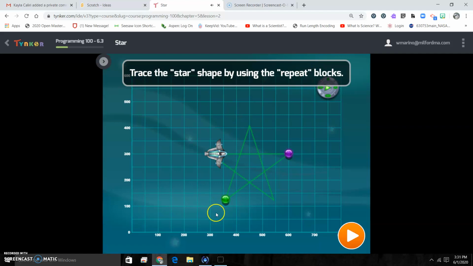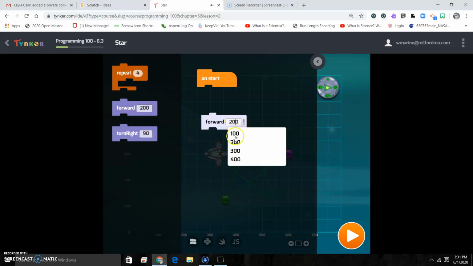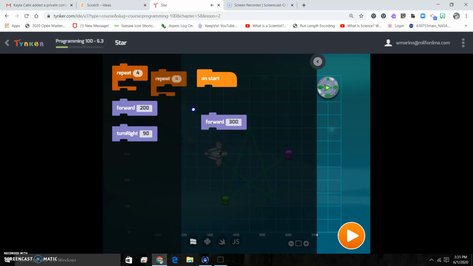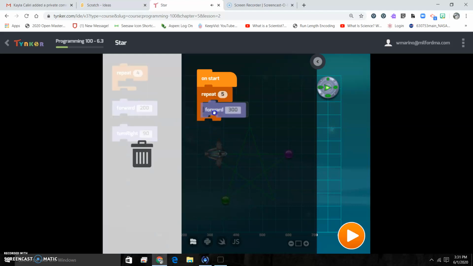So if I look down here, I see that my spaceship is starting on 300 and it's ending on 600. That's a difference of 300. So I know I'm going to need to move forward 300 times. I know a star has 5 points, so I'm going to choose to repeat this code 5 times.